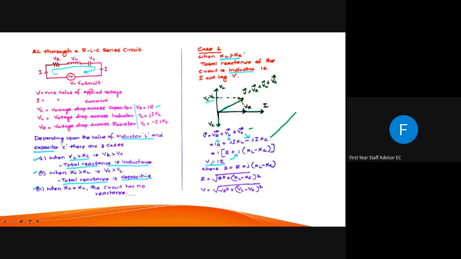where I can again write V is equal to I Z, as we have done in the previous class. But what is the equation of Z? Z is equal to R plus J of (XL minus XC). And what is the magnitude? It is square root of R square plus (XL minus XC) square.